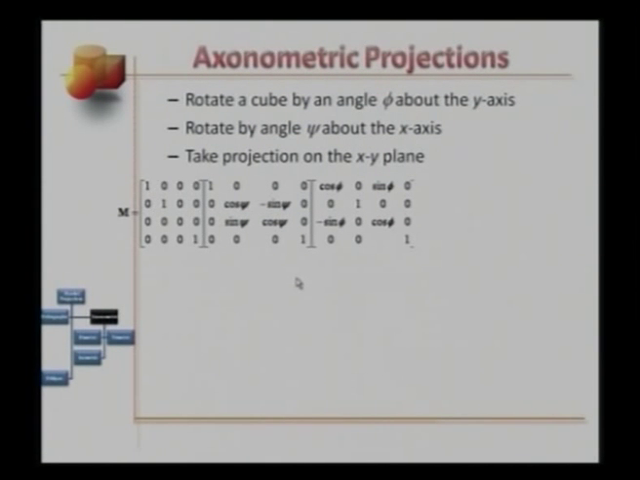And this would be the projection matrix for projection on the xy plane, for which the z coordinates will be 0. We can multiply these three matrices together and get this result, a 4 by 4 matrix with these elements: cosine of phi, 0, sine of phi, 0, sine of phi, sine of psi, cosine of psi, minus cosine phi times sine psi, 0. All entries are 0 in the third row, and then 0, 0, 0, 1.